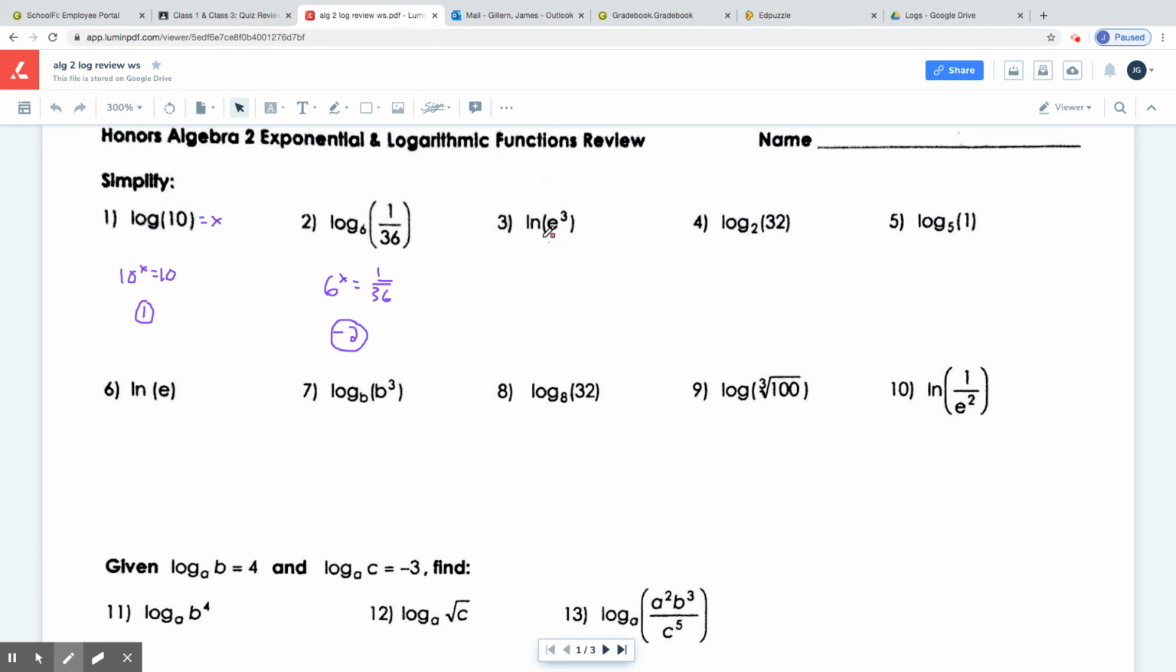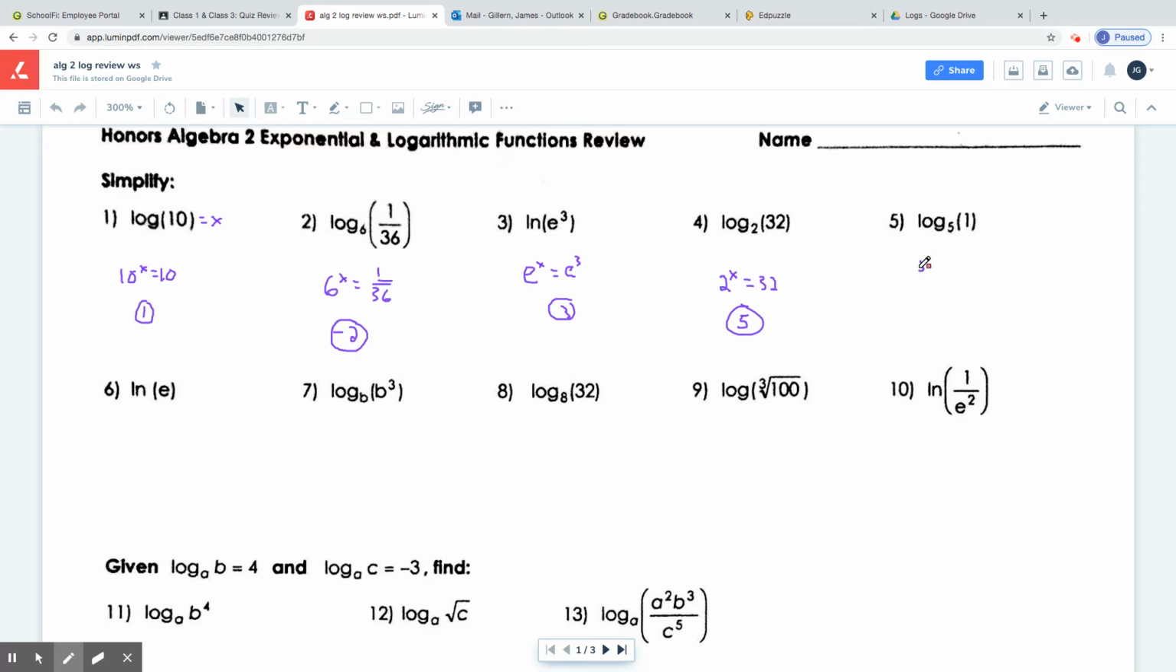All right, natural log. What's the base of a natural log? It's e. So e to what power gives me e cubed? That's just 3. All right, 2 is the base. To what power gives me 32? All right, 2 to what power is 32? Well, I can just go through it: 2 to the third is 8, 2 to the fourth is 16, 2 to the fifth is 32. So the answer is 5.